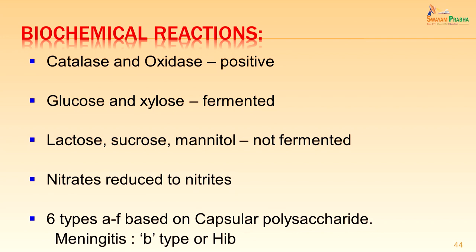Now, the colonies can be confirmed to be Haemophilus by their biochemical reactions. They are catalase and oxidase positive, glucose and xylose are fermented, lactose, sucrose and mannitol are not fermented, and nitrates are reduced to nitrites. Again, they can be confirmed by slide agglutination test. Six types are present, A to F, based on the capsular polysaccharide. As we saw, all invasive infections, specifically meningitis, are caused by the B type, often referred to as HIB for short, or Haemophilus influenzae B type strains.